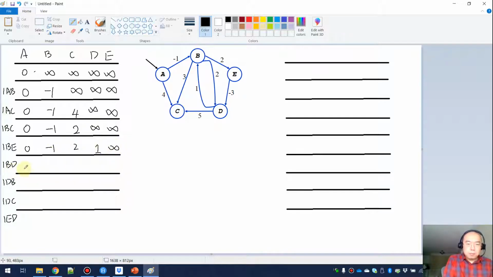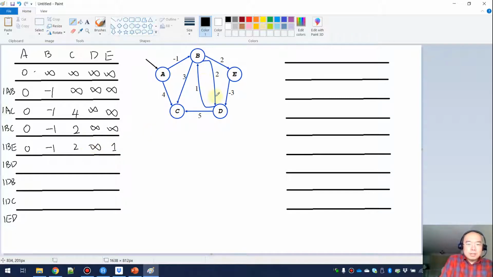And the next part, BD. From B, we can get to D, and the cost to get to B is -1, and BD is a 2. I think I have to erase this part. Okay, so the last part, BE, is a 1. So this should be a 1, and this is an infinity. Okay, so let's move on.